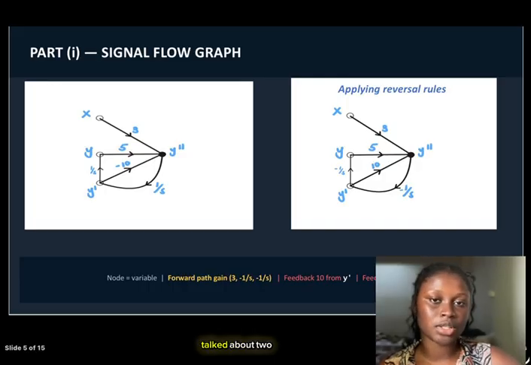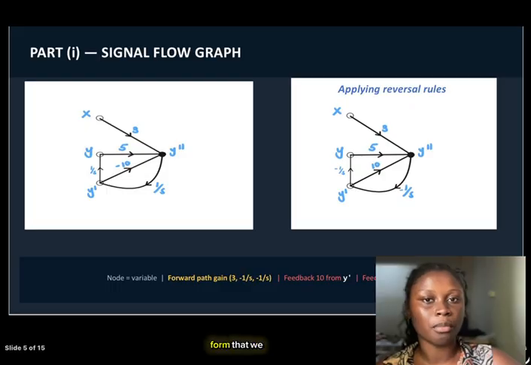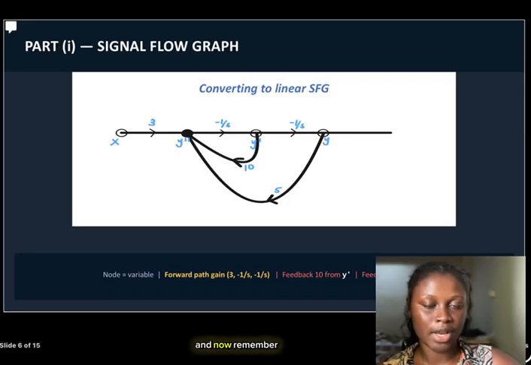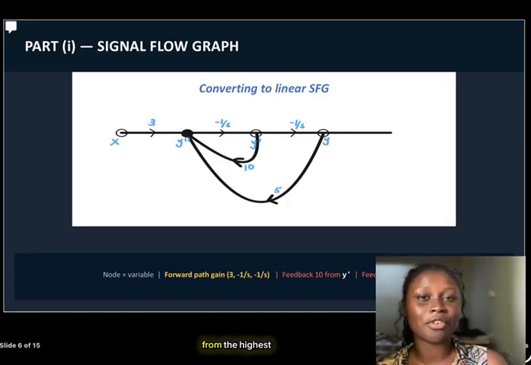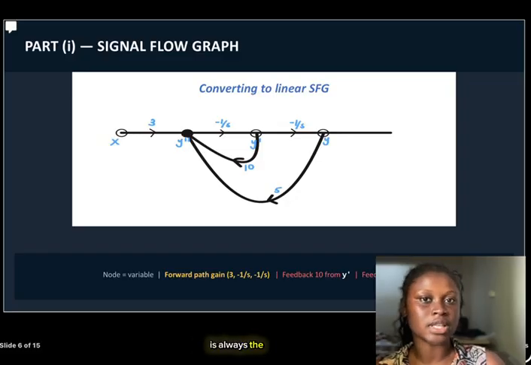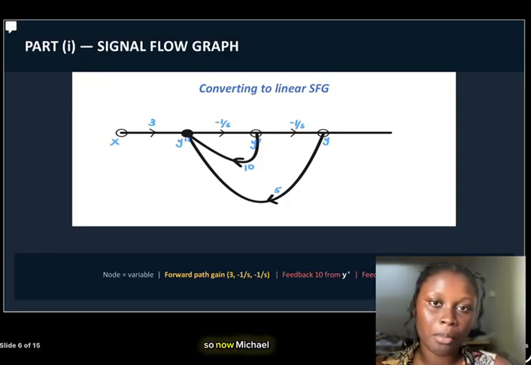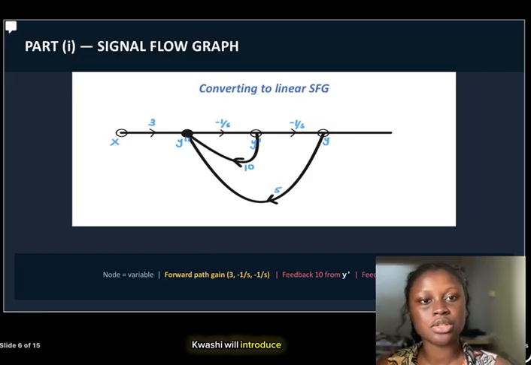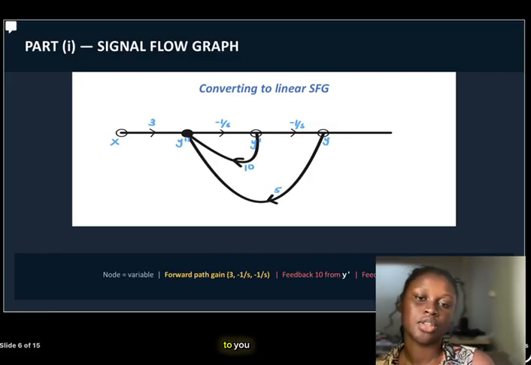So now we've talked about 2 forms of graph. The first one is the reversal form that we use to construct it, and the second one is the linearized one. Both represent the same system. And now remember that always, apart from the highest derivative, each term will become a feedback branch, and the coefficient is always the gain. So now Michael Kwashi will introduce our second example to you.